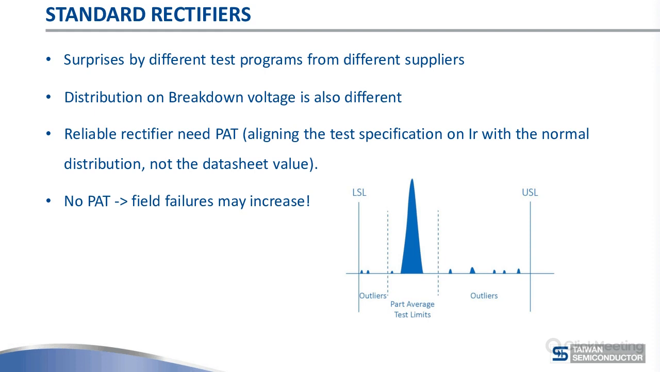That's why for rectifiers, we use something called PAT, or part average testing, where we align the test specification on IR with the normal distribution, not with the datasheet values. Some suppliers do that, other suppliers don't do that. So this is actually where you can get the biggest surprise if you switch from one supplier that does that to another one that doesn't do that. The Chinese source, or even other renowned sources, may not all implement that. Taiwan Semiconductor implements this. So that's where you can get the biggest surprise when cross-sourcing rectifiers.